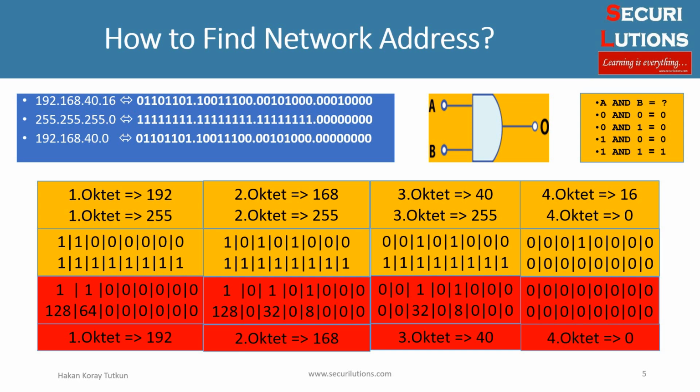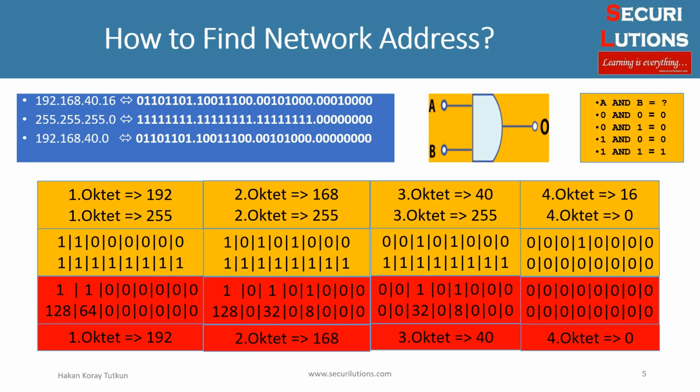If A is true, B is false, then true and false is false, which means 1 and 0 is equal to 0. If A is true, B is true, then true and true is true, which means 1 and 1 is equal to 1. When we do these operations, taking A from the IP address and B from the subnet mask, we calculate the bit values that will form the network address.